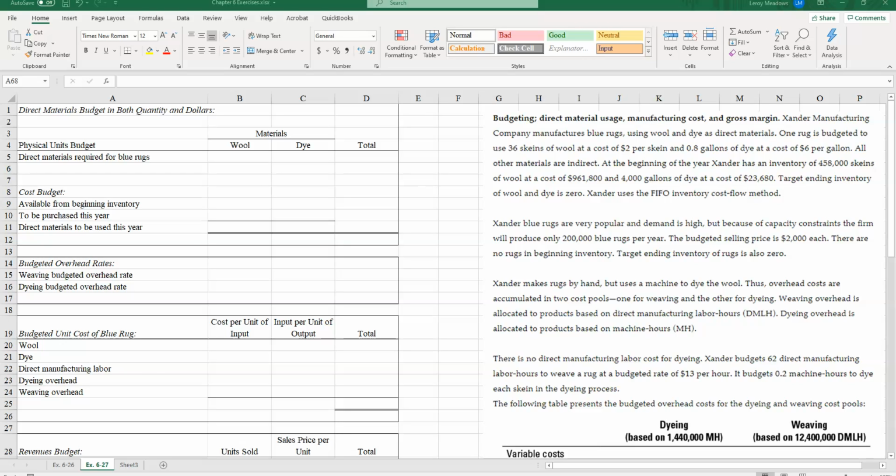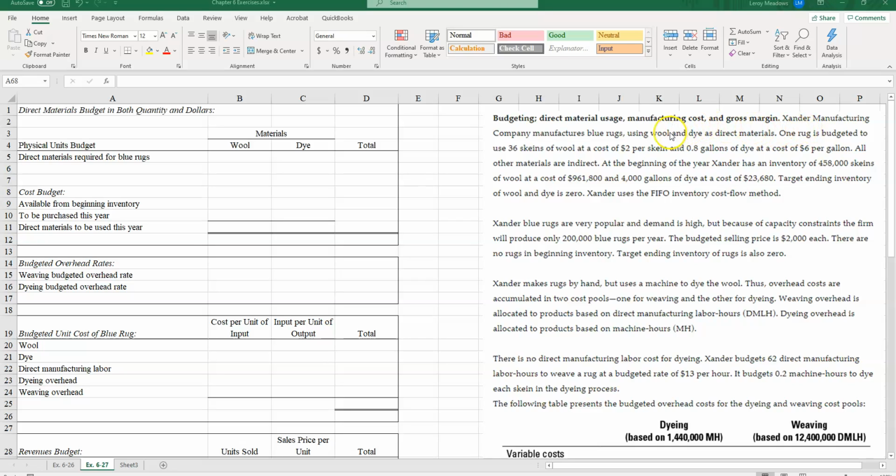And today we're going to work exercise 6-27 out of the back of your book. So 6-27, we're going to deal with budgeting for direct material usage, manufacturing costs, and then gross margin. So let's go ahead and take a look at the problem here.